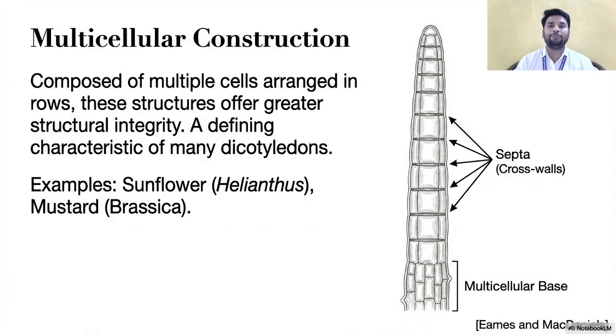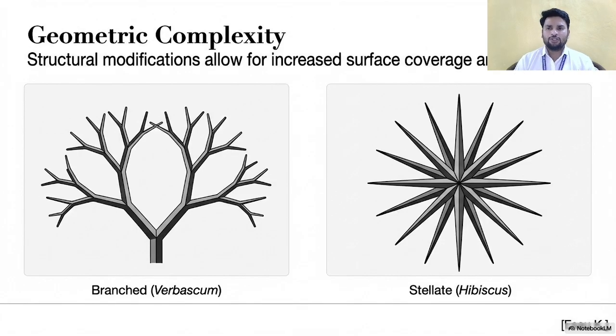Okay, they are septate multicellular trichomes. The multicellular trichomes also have a base that is known as a multicellular base, which is composed of multiple cells rather than an elongated structure or arranged row-like structure. Some modifications are also observed in trichomes, like a branched trichome, for example, Verbascum, and the star-shaped structure, that is stellate hairs present in the hibiscus.